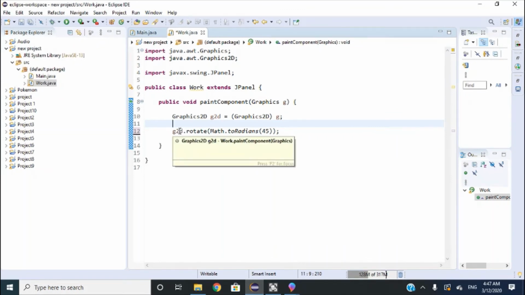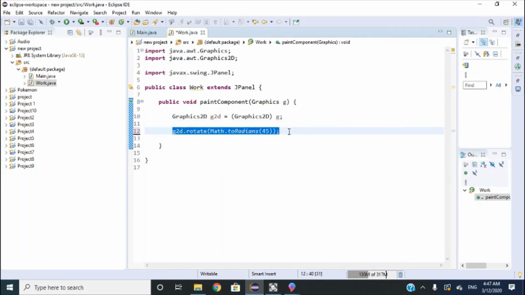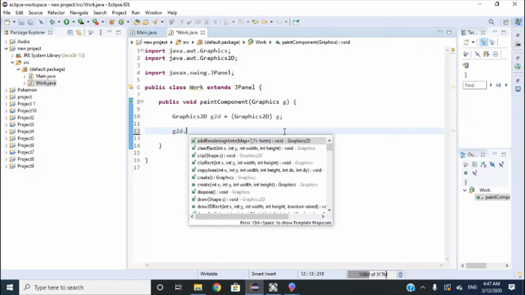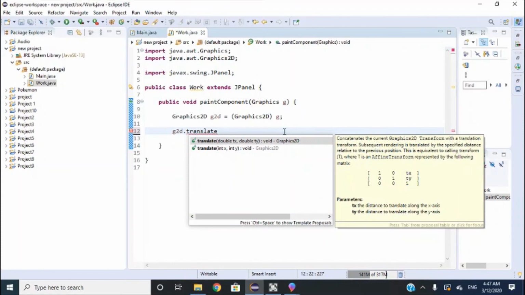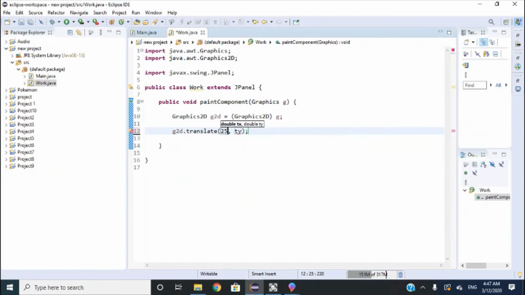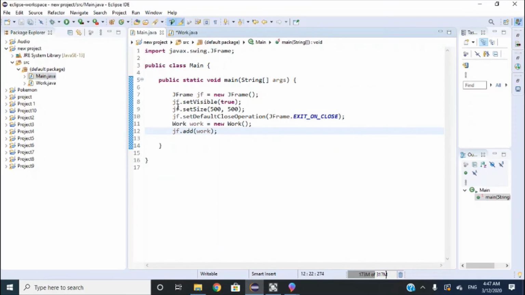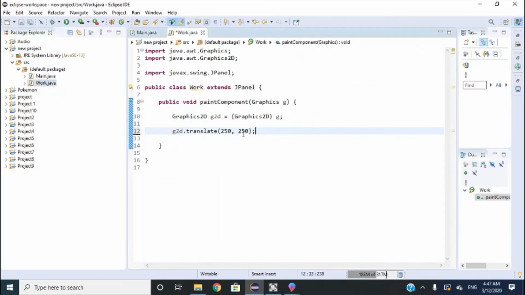Actually, before we rotate the axis, we should translate the axis. g2d.translate. Translate the axis to 250, 250, so that whatever we draw will now appear right in the middle of our screen, because our frame is 500 by 500, so 250 is right in the middle of our screen.